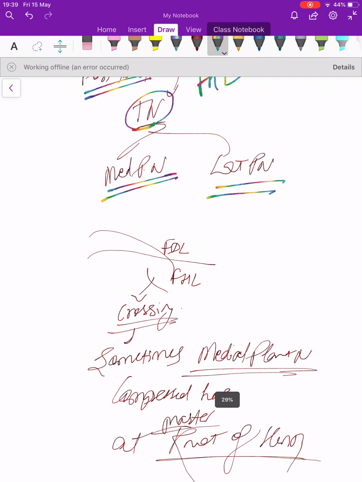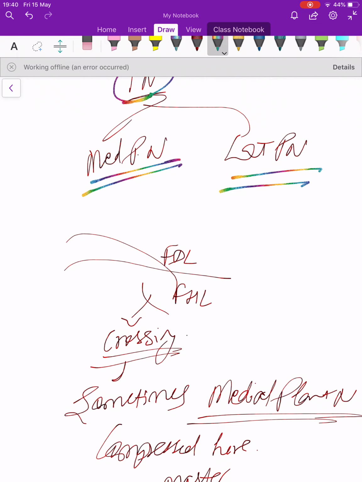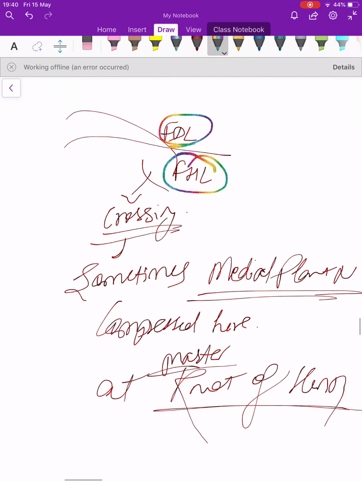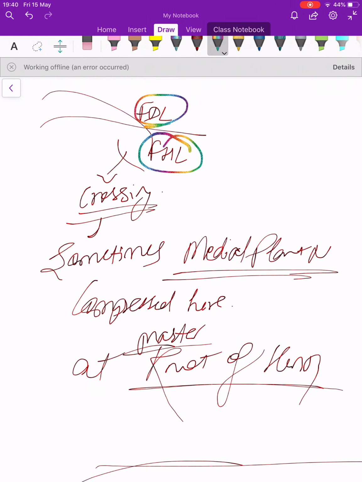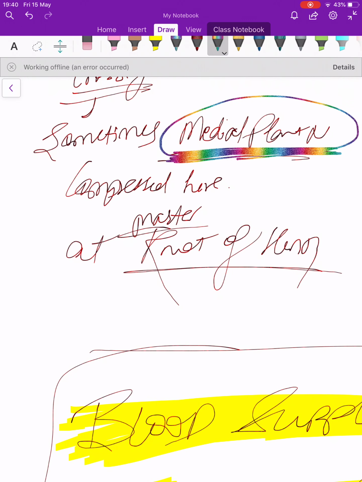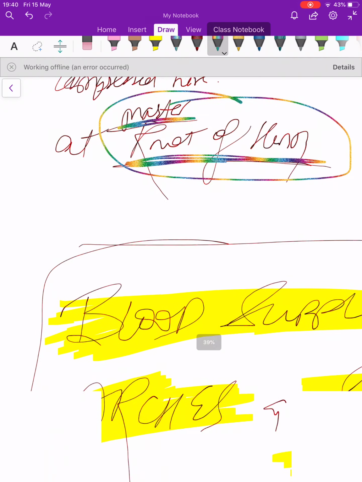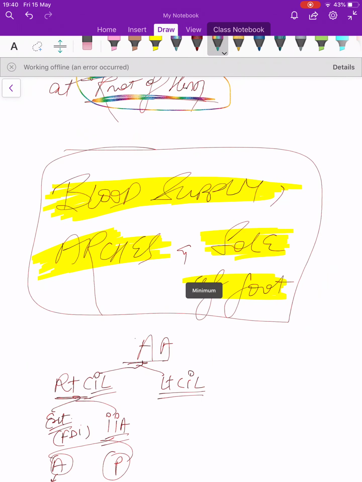Then one more thing: this flexor digitorum longus will cross with the flexor hallucis longus, and this crossing will occur at the medial longitudinal arch. Sometimes this crossing can compress the medial plantar nerve, okay. So we call this the master knot of Henry, ठीक है, master knot of Henry, right.